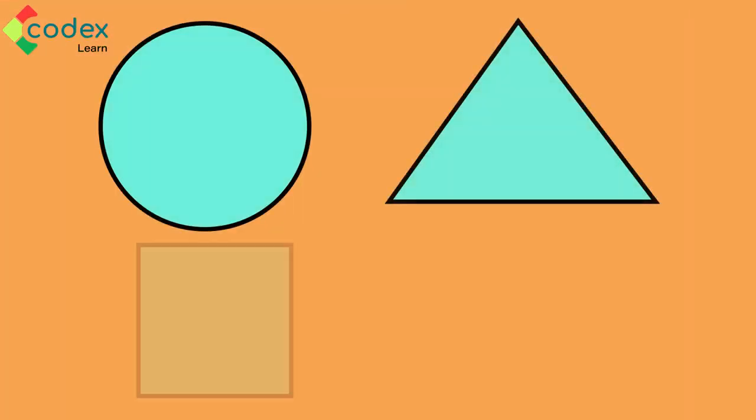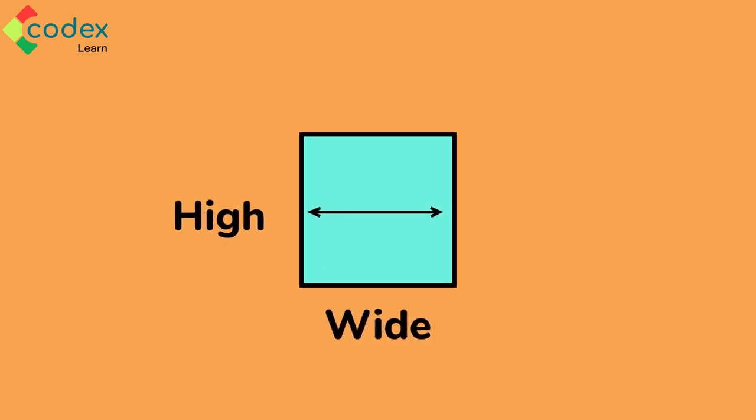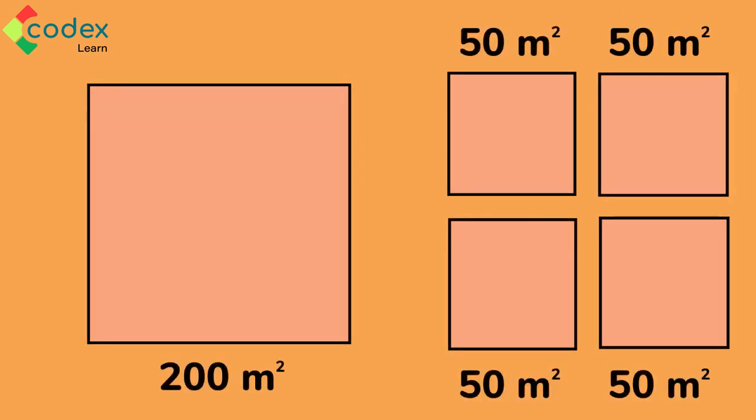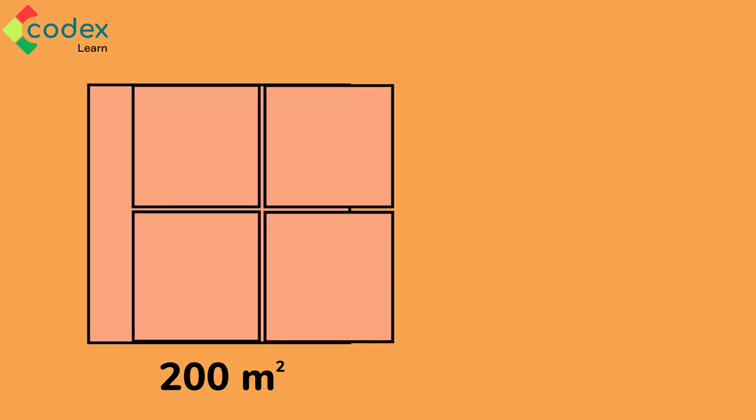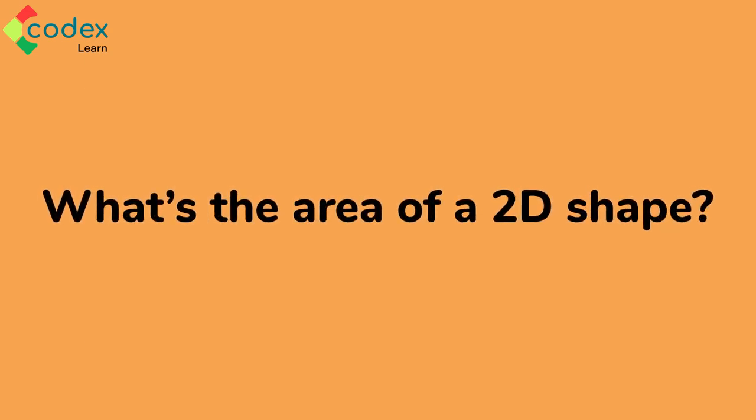We can find out the area of 2D shapes quite easily. This will let us know exactly how high or how wide the shape is. It is important to know the exact figures of different 2D shapes so that they can fit correctly for what they are being used for. So, what's the area of a 2D shape?